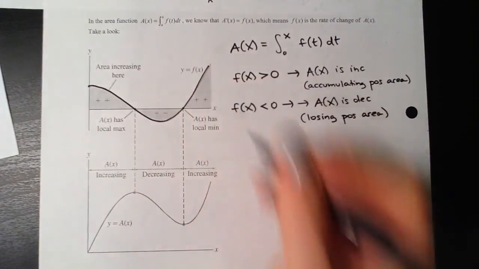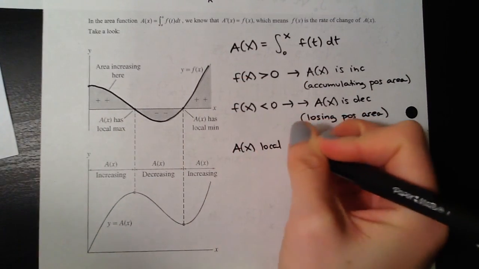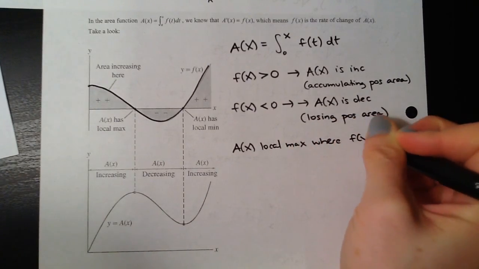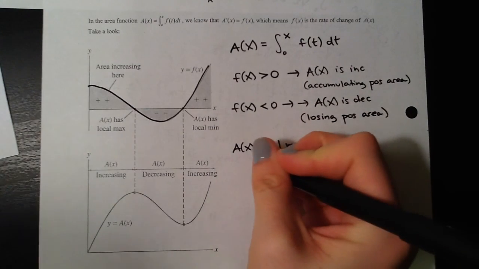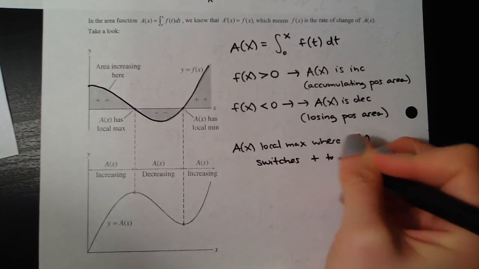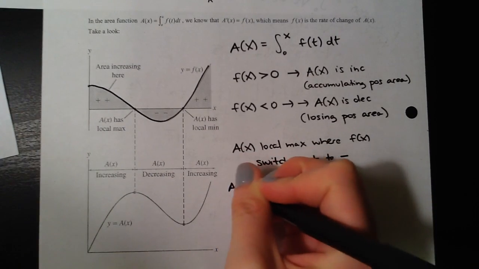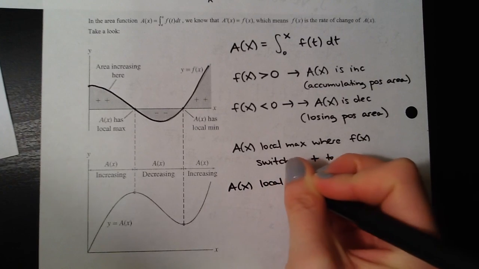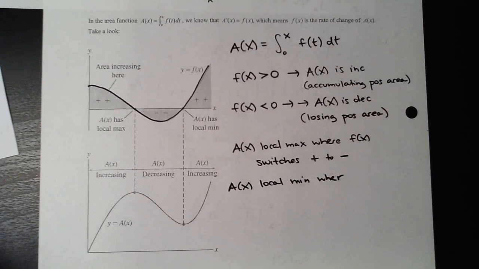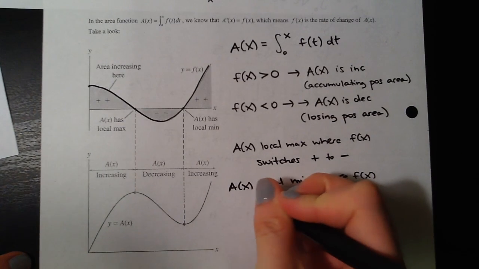Last thing, these maxes right here. A of x has a local max where f of x switches from positive to negative. And then a local min right here where f of x switches from negative to positive.